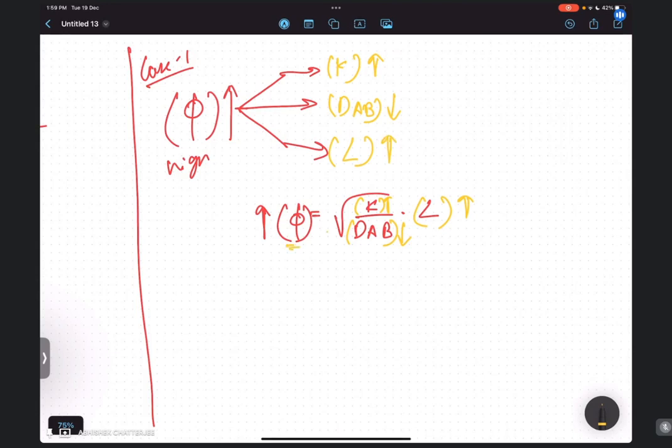This is because phi is directly proportional to L, directly proportional to k, and inversely proportional to DAB. If this k value is high, that means high reaction rate, and more specifically, write high surface reaction rate. If this DAB value is low, that means low mass transfer rate. And L value is high means what?